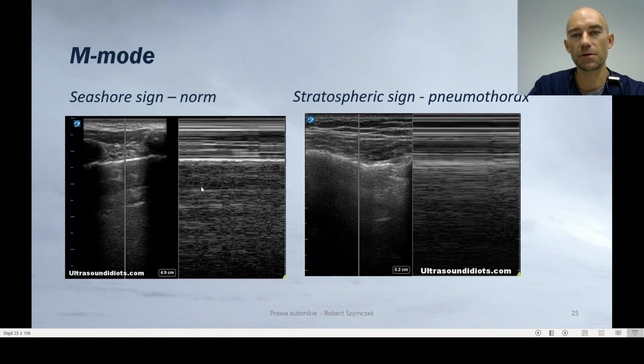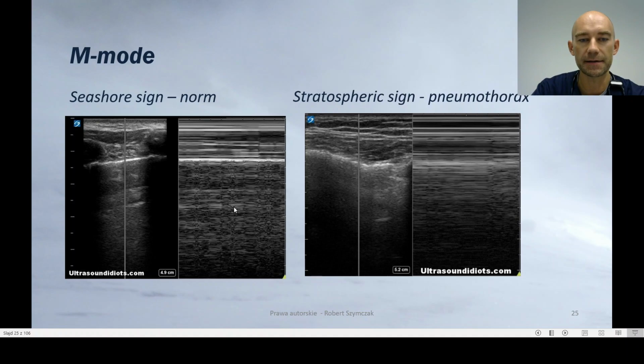And to confirm the pneumothorax, you can switch the ultrasound to M mode. And in the M mode, the normal view is the seashore sign. So here we've got the lung, which is in constant movement when the patient is breathing or you ventilate the patient. So it moves, so it looks like sand. It looks like sand, okay?